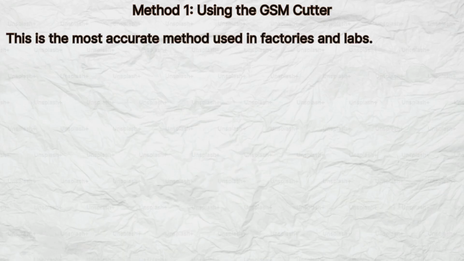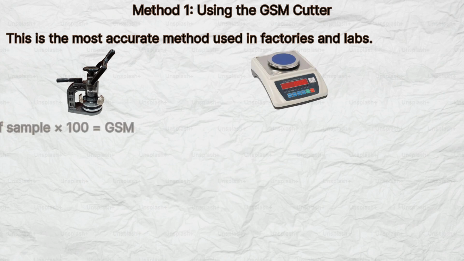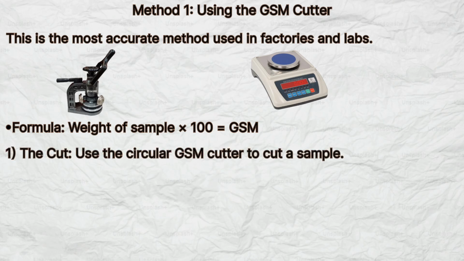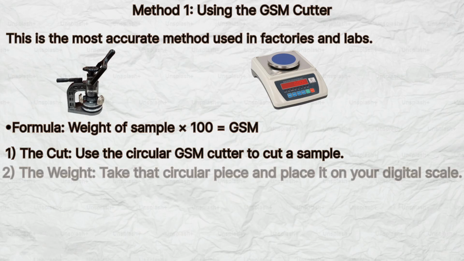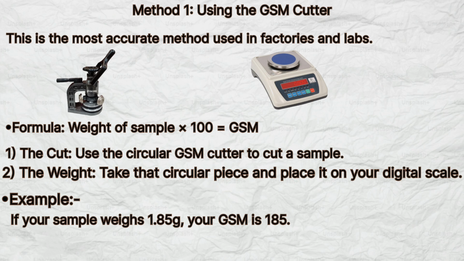Using the GSM cutter. This is the most accurate method used in factories and labs. You will need a GSM cutter and a digital weighing scale. So the formula is weight of the sample into 100 is equal to GSM. Use the circular GSM cutter to cut a sample. This cutter is designed to cut exactly 100 square centimeters. Then take that circular piece and place it onto a precision digital scale. Then by using the formula, you can easily calculate the GSM. For example, if your sample weight is 1.85 grams, then the GSM will be 185.